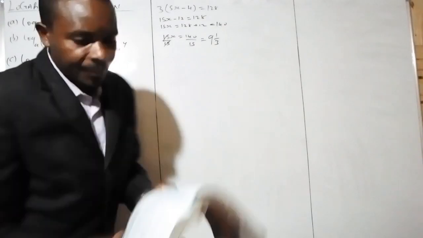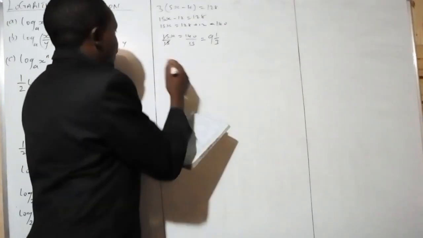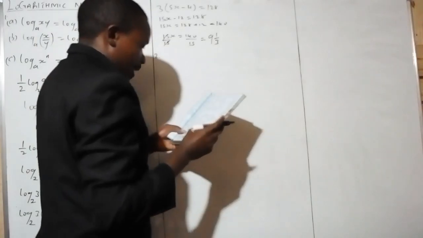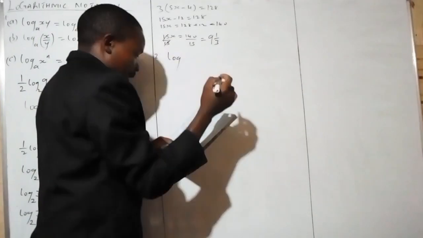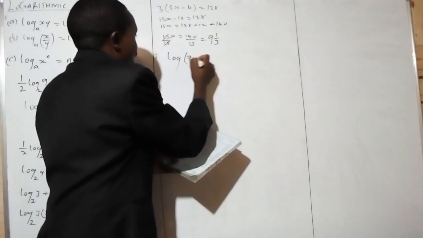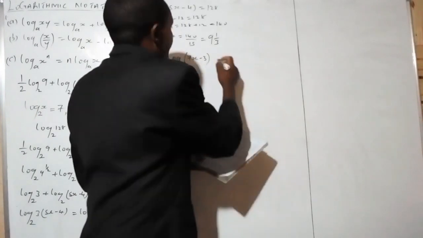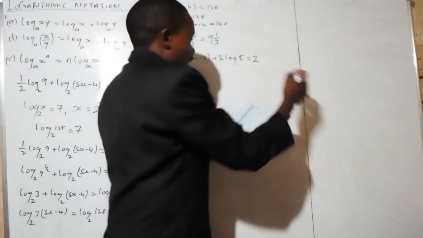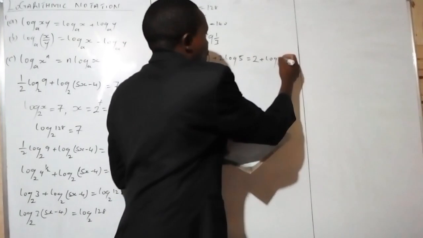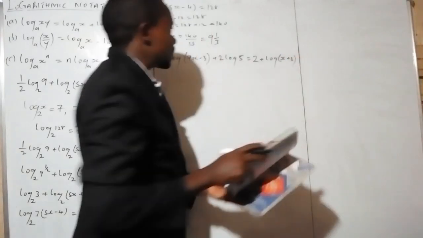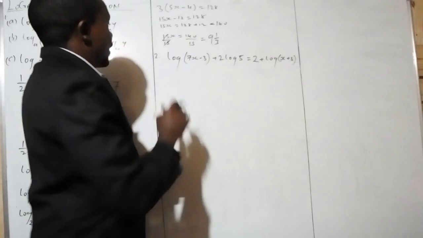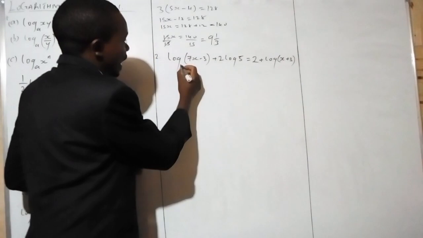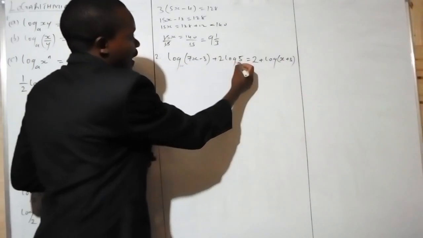Next, for question number 2, you are required to solve for x: log(7x - 3) + 2 log 5 = 2 + log(x + 3). If the base is silent, you are not given the log base, it is upon you to know that this is supposed to be the same as log to base 10. Log to base 10, like that.